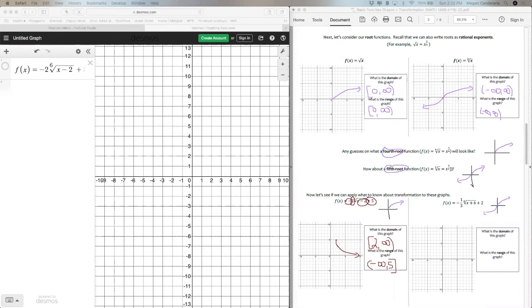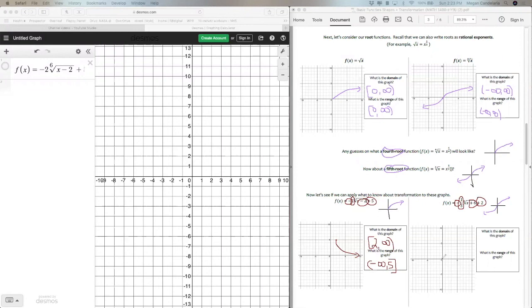Now let's see what transformations have been applied. Well, we have again an x-axis reflection. That's what that negative in front tells us. This 1/3 tells me it's got a vertical compression. Plus 6 tells me that I'm going to go left 6. That's our horizontal shift. And plus 2 tells me I'm going to go up 2. That's our vertical shift. Let's try and do all of those things.